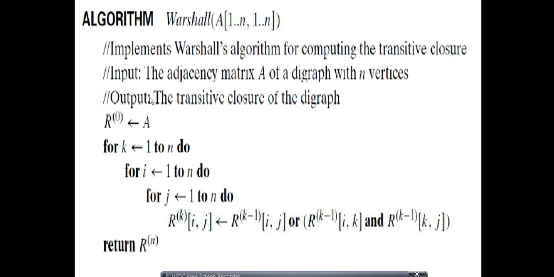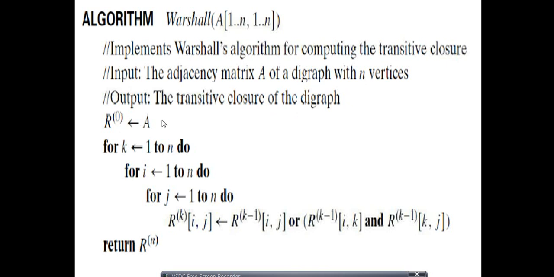Okay. Now see the algorithm. The algorithm name is Warshall. The array name is A, 1 to n and 1 to n, the ith row and jth column. Implement Warshall's algorithm for computing the transitive closure. The input is the adjacency matrix A of a diagram with n vertices, vertices A, B, C, D. Okay. The output is the transitive closure of the diagram. Transitive closure means there are only two values, either 1 or 0. That's it.